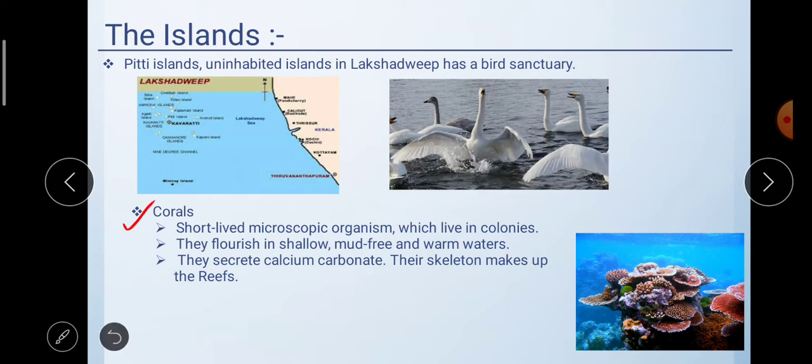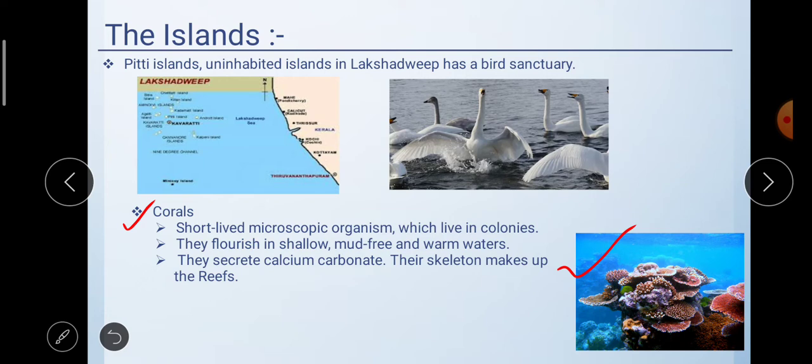Now what are corals? They are short-lived microscopic organisms, means they are very small and we can see them only through microscopes. They live in colonies, like in the picture we can see. They flourish in shallow, mud-free and warm waters. Means they survive in shallow, mud-free and lukewarm waters. Lakshadweep's water is lukewarm water.